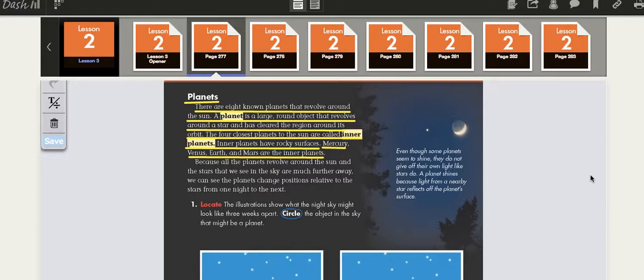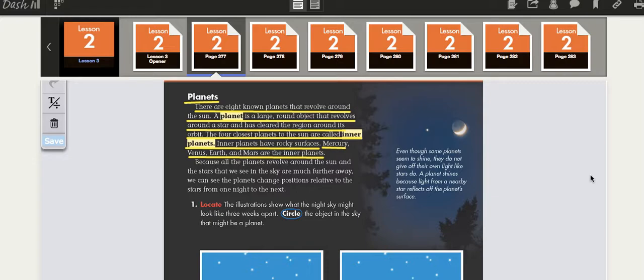Okay, so in general, a planet is a large, round object that revolves around a star, and has cleared the region around its orbit. So in order to define an object to be a planet, it should be large, it should be round, and it should revolve or rotate around a star, and it should have cleared the region around its orbit.